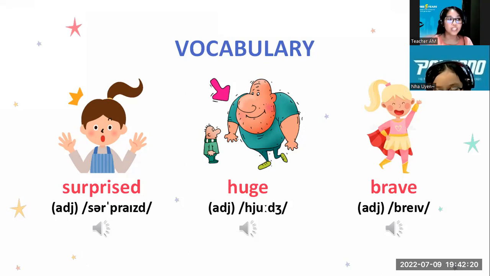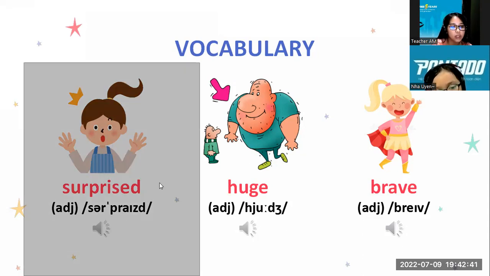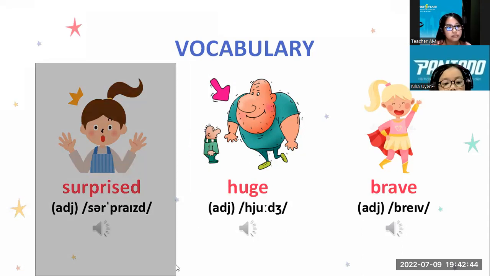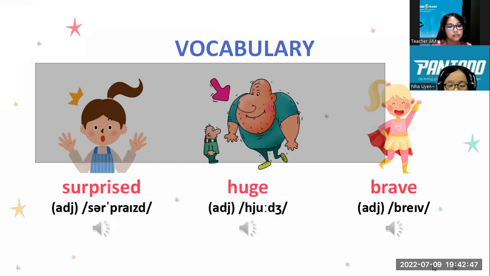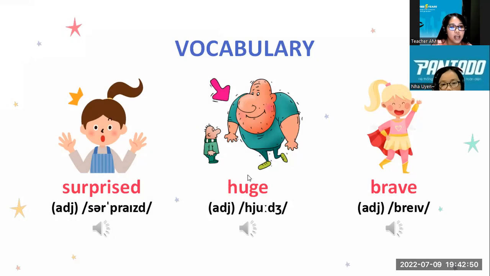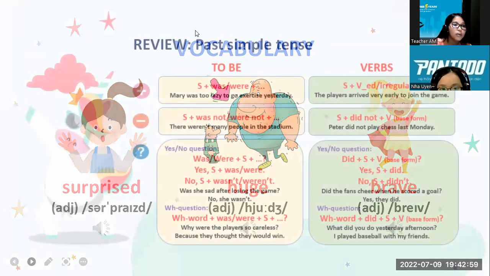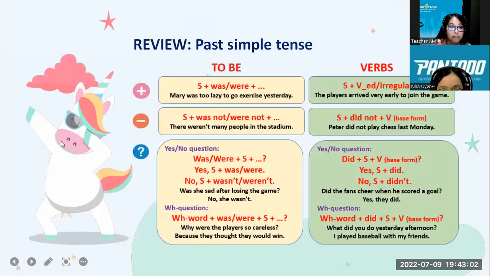Okay, brave means you are not afraid of anything. That means you are strong. Are you a brave girl, Uyen? I don't know. Okay, what about your mom? Is she a brave girl? Yeah. Okay, very good. So can you please repeat all the words we have? Surprise. Huge. And brave. Okay, you say huge, not huge. Huge. Okay, very good.